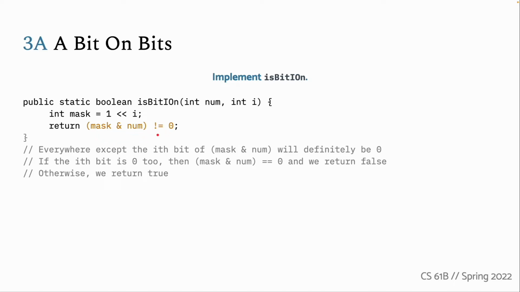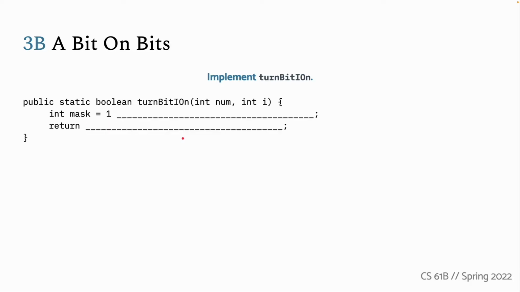If it is, then we know that bit is a 0, and if it isn't, we know that bit is a 1. So we check to see that it's not equal to 0 to flip that and return false if it's 0 and true if it's not.